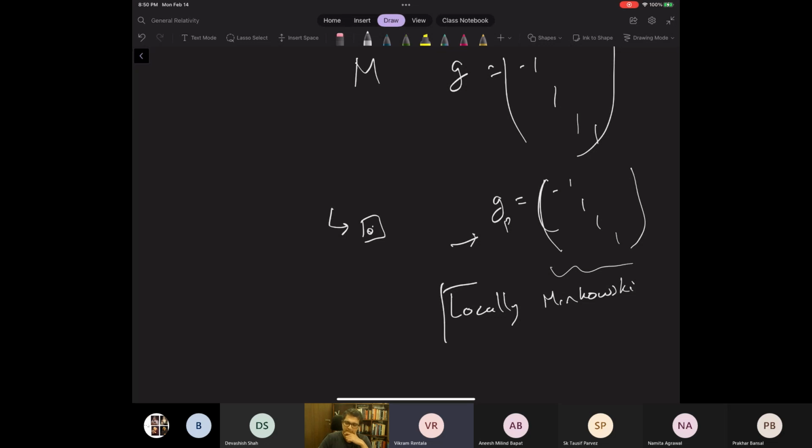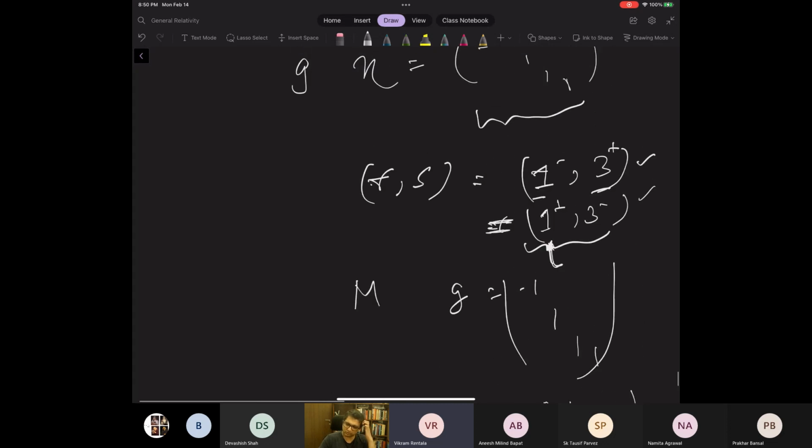So indeed, yes, this is local Minkowski at a point. This is imposed by our assumption of the signature of the metric, and this is related to what we physically observe.